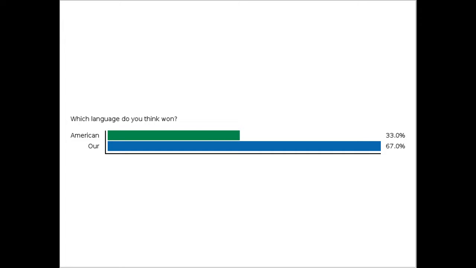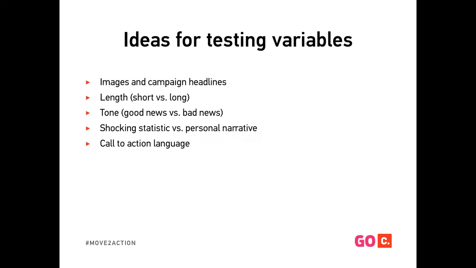Good job, guys. All right, so when you're thinking about testing different variables in your campaigns, these are a couple ideas specifically around campaigns on Change. We always have organizations test different images and campaign headlines to see what resonates best. But when you're thinking about your stories, whether you're using email or social media to kick these out and test different things, you can always think about making them short versus a little bit longer.